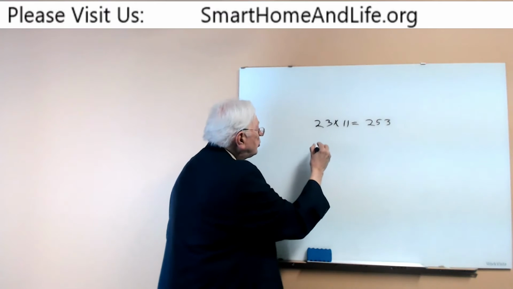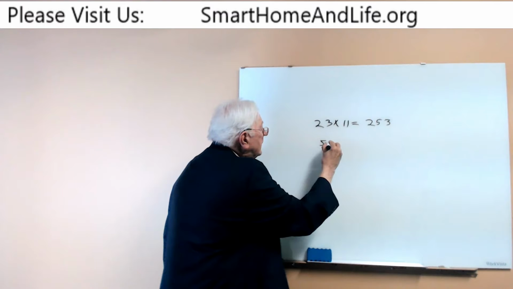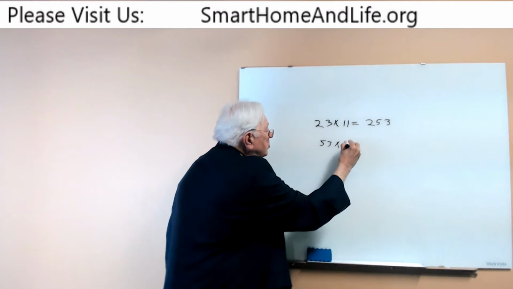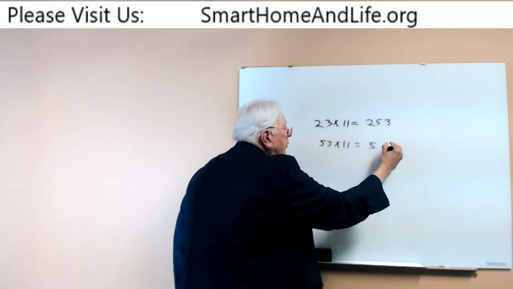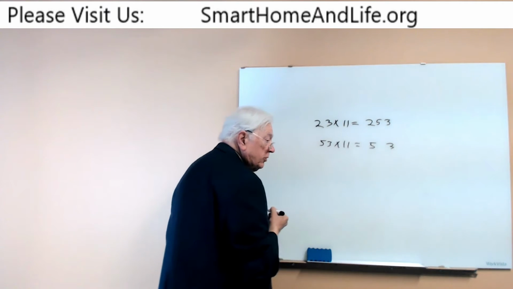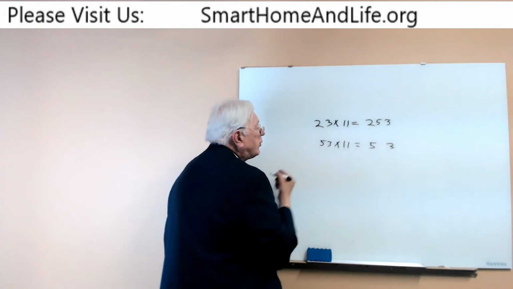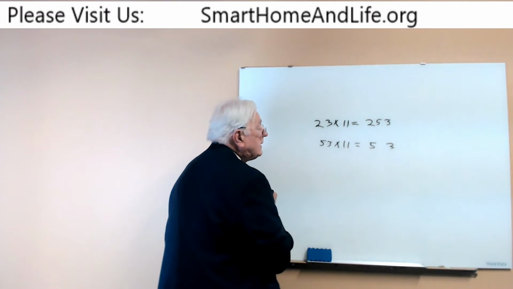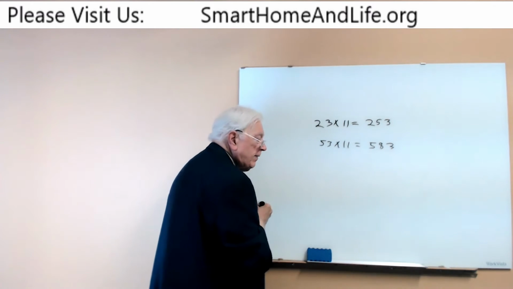Another one, say, 53 times 11. We put the 5 and the 3 at the ends of what will be our answer. We add 5 and 3, that's 8. We put 8 in the middle. That's the answer.